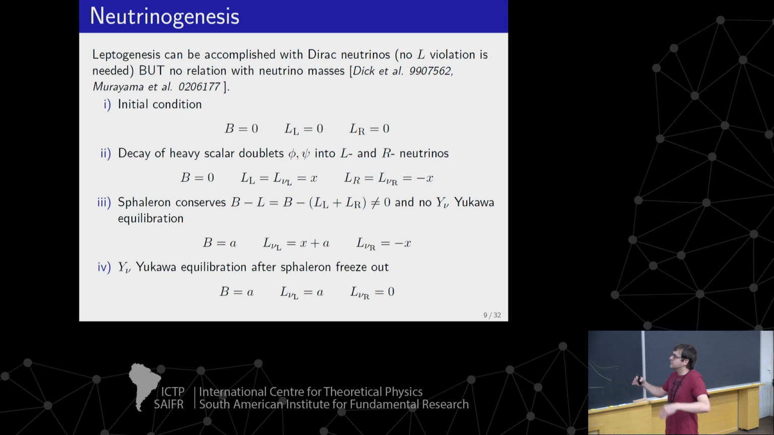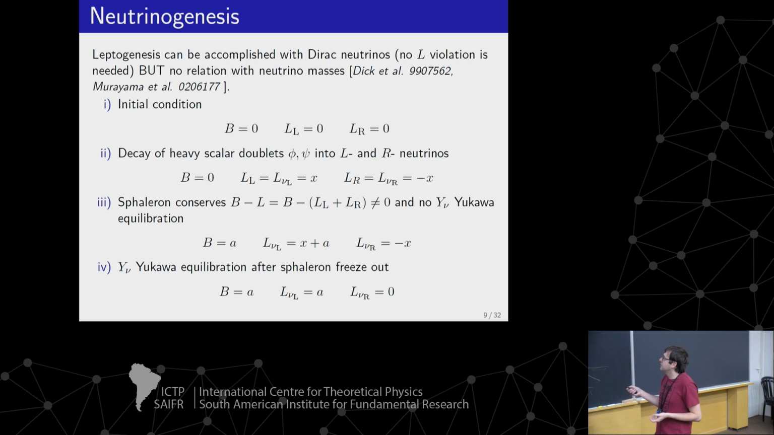And then at some point the sphaleron freezes out, so it's not working anymore. Then the Yukawa equilibrates after the sphaleron at very small scales, because to give the mass of the neutrino the Yukawa has to be 10 to the minus 10, something like this, right? So this washes out the X asymmetry, but we already created some small asymmetry in B, and in the end we get some baryon asymmetry.